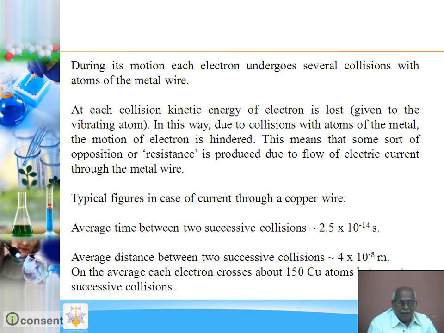How many collisions? How much time passes between two successive collisions? Here are some typical figures in case of copper. In case of copper, what is the average time between two successive collisions? See how small it is. 2.5 into 10 raised to minus 14 seconds. Very small. How much distance the electron travels between two successive collisions? 4 into 10 raised to minus 8 meter. This is the figure for copper.